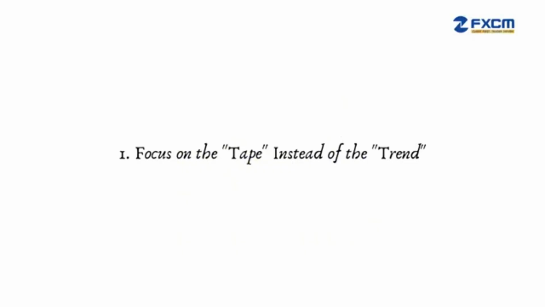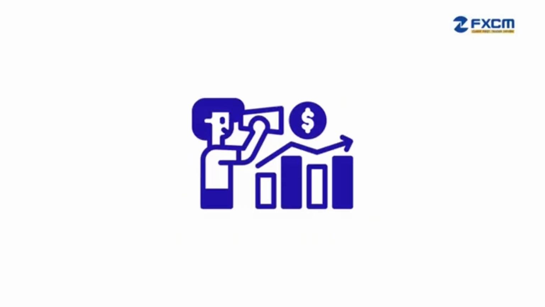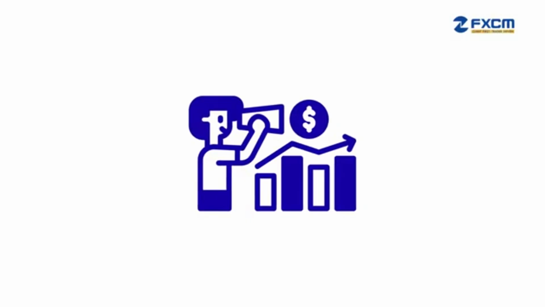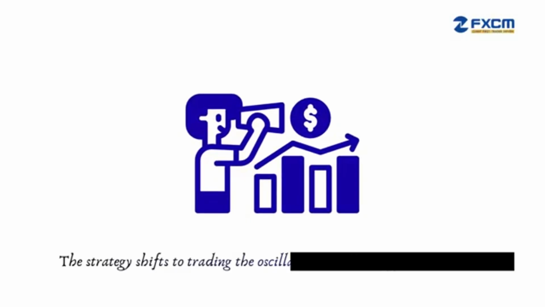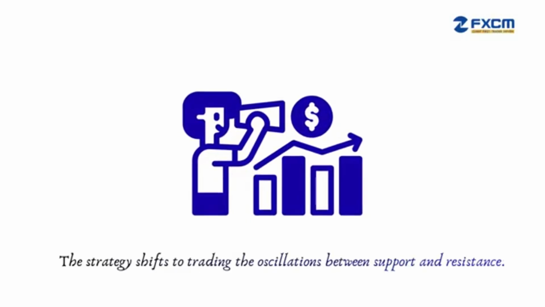1. Focus on the tape instead of the trend. In a ranging market, forget the long-term trend. Price will whip around key averages. The strategy shifts to trading the oscillations between support and resistance.